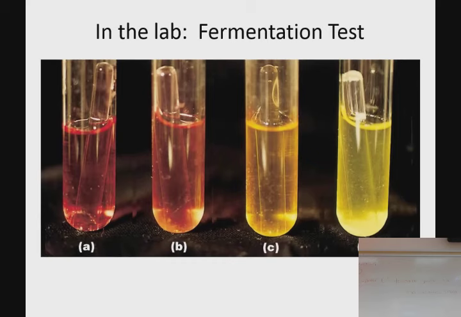So what does that tell you about the pH indicator? When it turns yellow, what does that mean? pH is acidic, okay? So we can do this very simple fermentation test, and we can just grow it up for a couple days, and we can see by color if it's done the fermentation process or not.